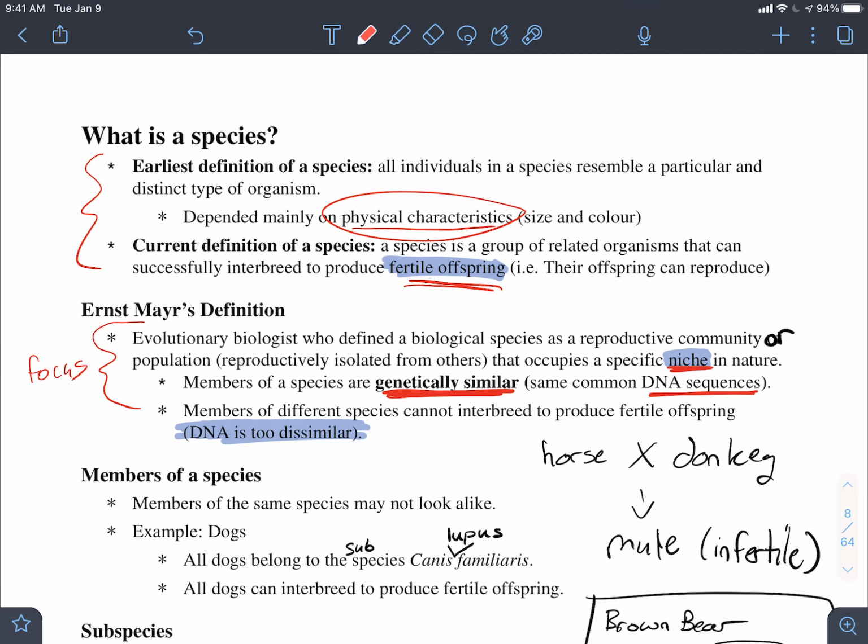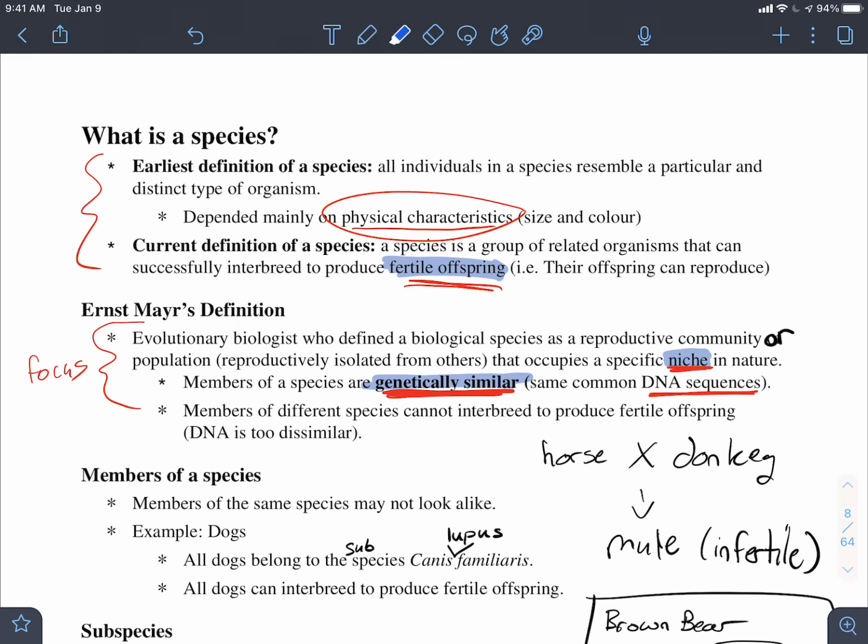We also consider, from Ernst Mayr, a famous biologist of the 60s, the idea that they should be genetically similar. So that means that they're going to have similar sections of DNA, as well as occupy a niche in nature that is similar. Members of different species cannot interbreed to produce fertile offspring. That's because their DNA is too dissimilar.